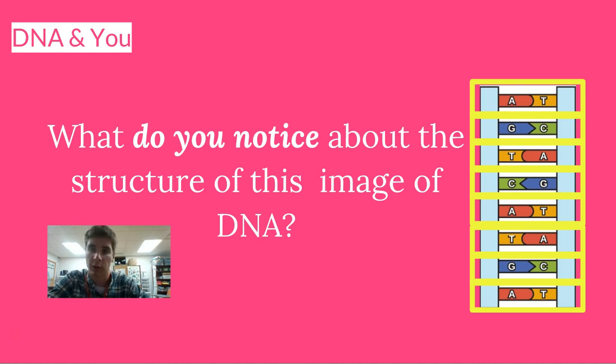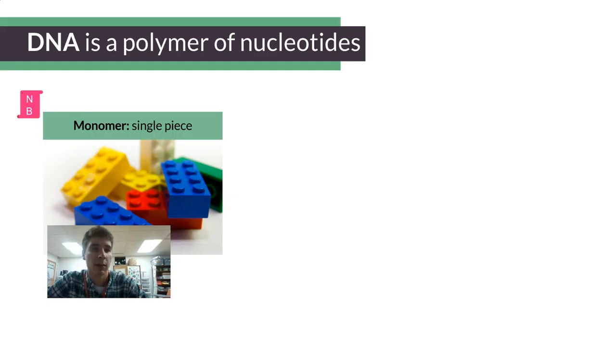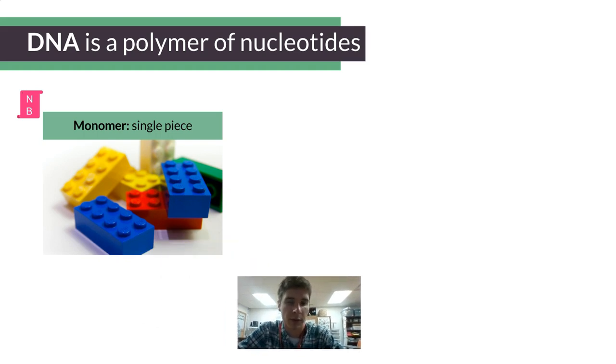Okay, so we're saying DNA is kind of like a ladder, and it's one piece that gets added onto each other over and over again. Turns out there's some scientific terms for that. Okay, DNA is a polymer of nucleotides. That's our scientific way of saying this. Let's look at a more conventional understanding of polymers and monomers and what that means.